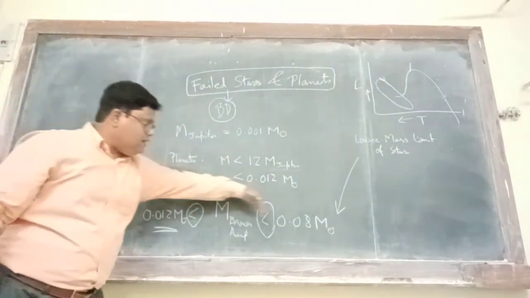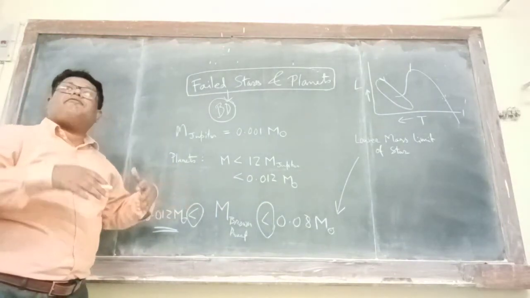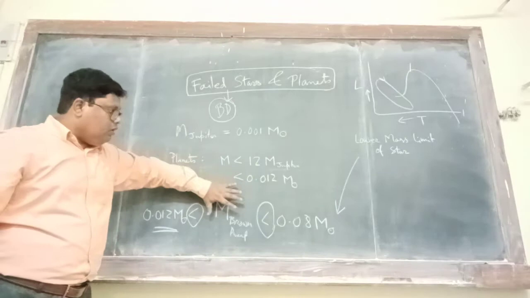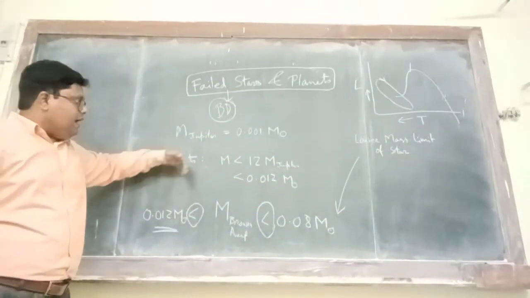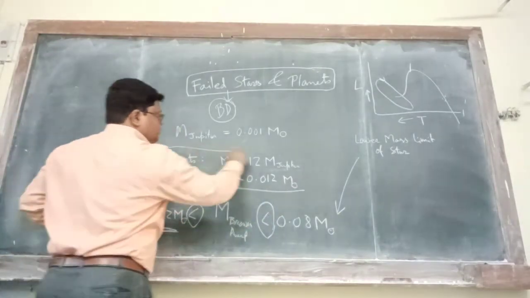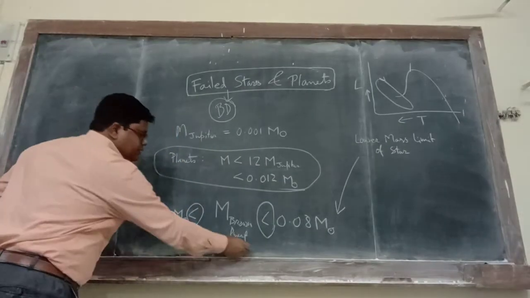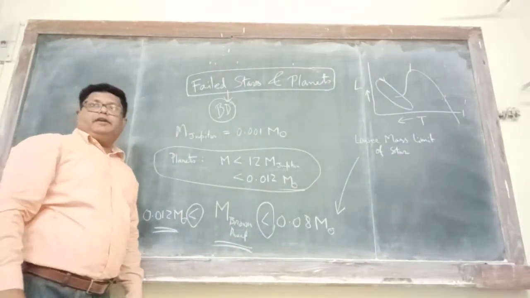So in this range we have the astrophysical objects which have failed to become stars. We will call them brown dwarfs. They have masses in this range, and this is the mass range for the planets. Right? So keep this in mind. Any more questions?